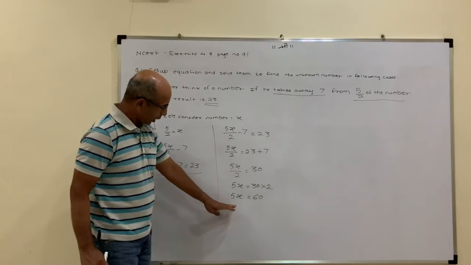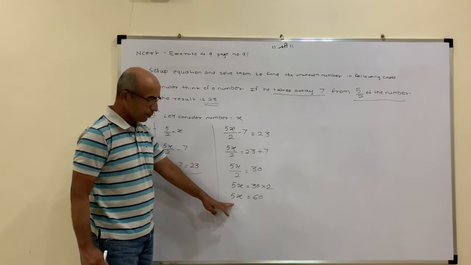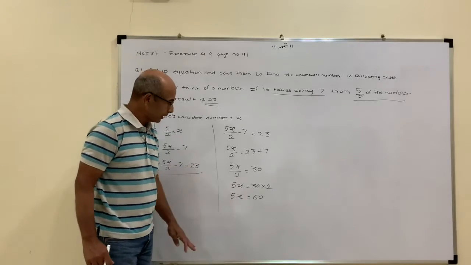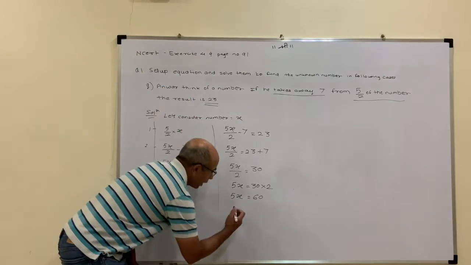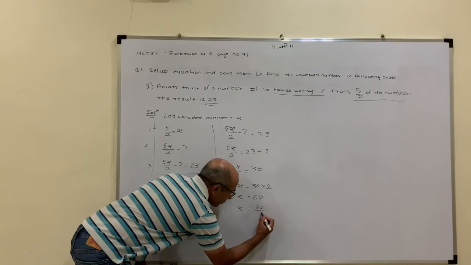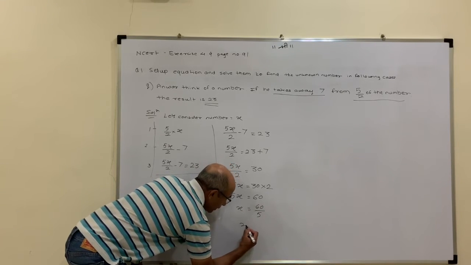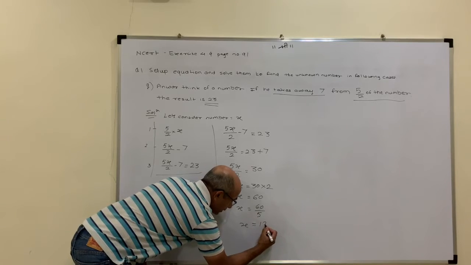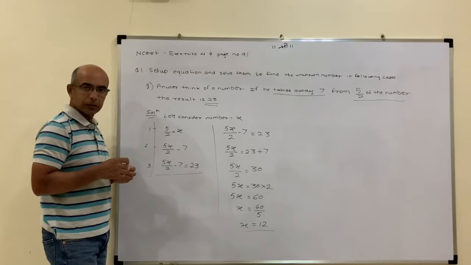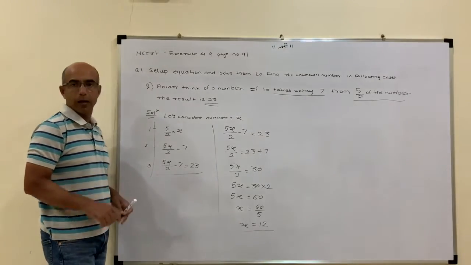Now I am going to transpose this 5, which is multiplied to x, from the left hand side to the right hand side. So when I transpose 5, it's 60 divided by 5. So x equals 12, since 12 fives are 60. So the number x is 12.